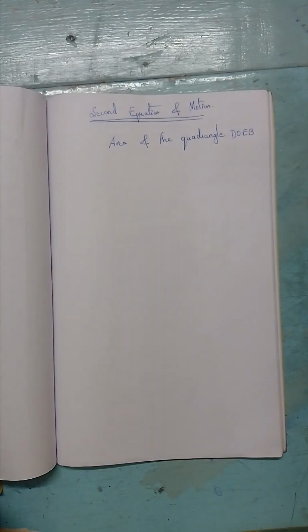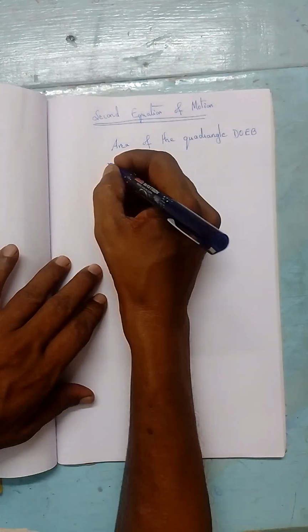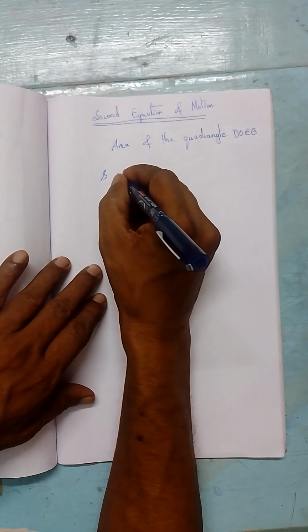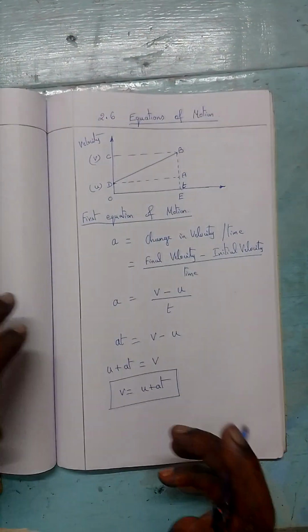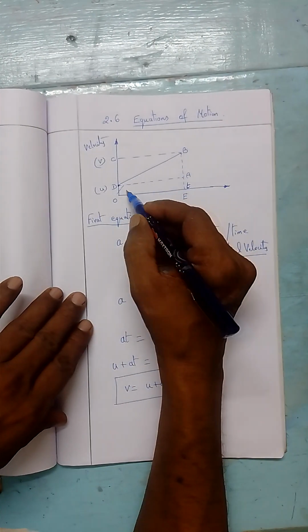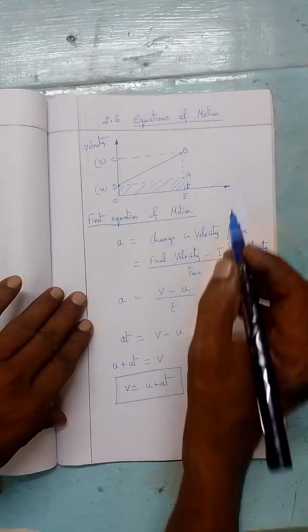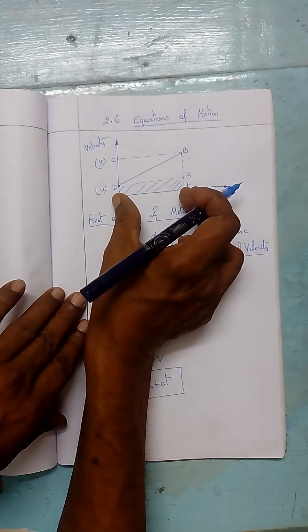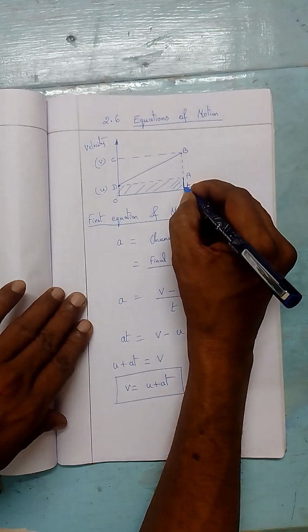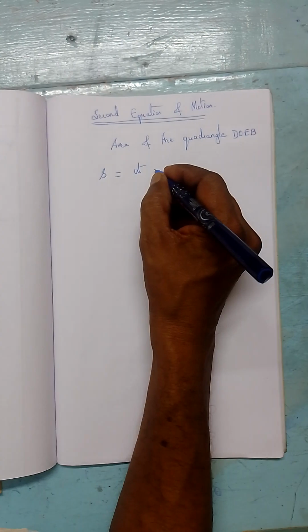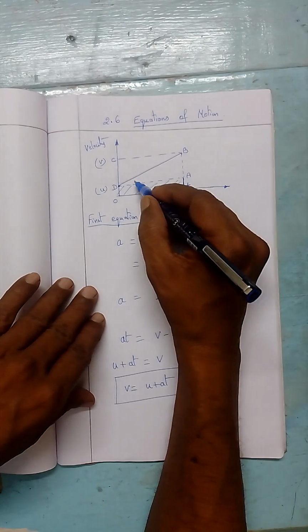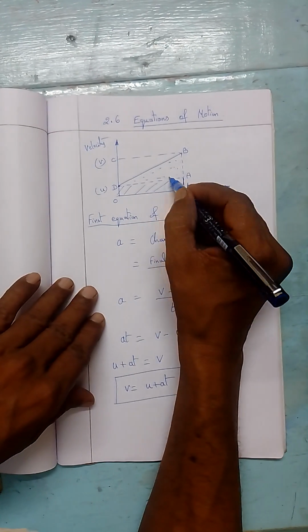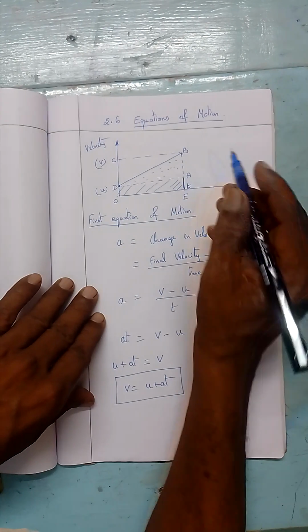Now the area of the quadrangle. First we will see S is equal to the area of the quadrangle, which means the area of the rectangle plus the area of the triangle. What is the area of the rectangle? This is the length, length is t, and this breadth is u. So ut is the area of the rectangle, plus the area of this triangle, which I have shown in the dotted region, that is DBA.